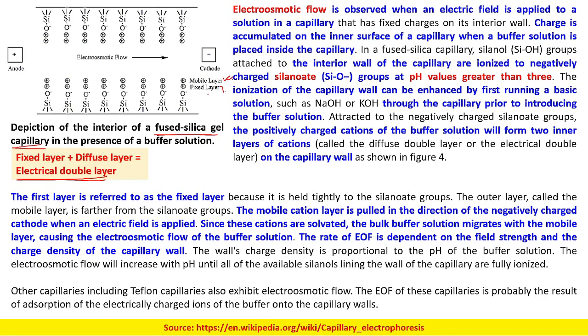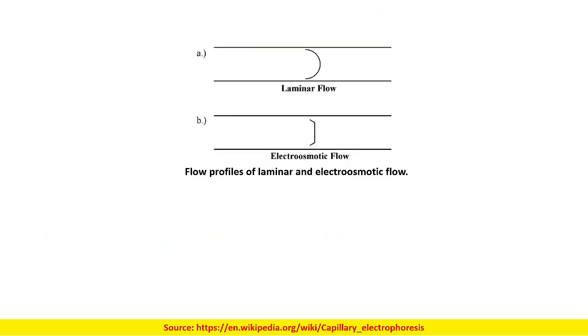And what is the advantage of using this capillary electrophoresis system? We have seen that under normal laminar flow, you will have a parabolic pathway, and that leads to the broadening of the peak while you are analyzing the analytes at the exit of the capillary tube.